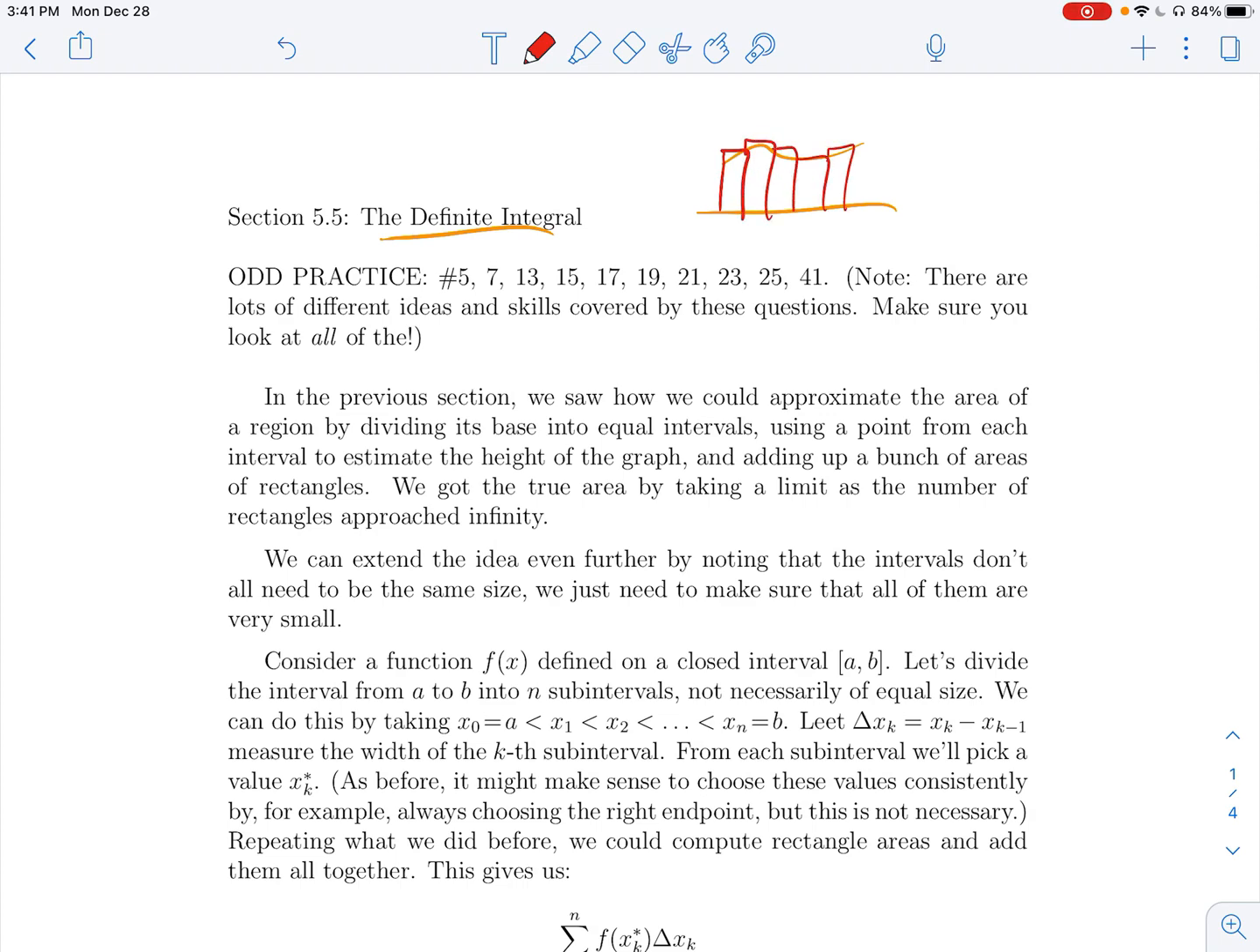The height of each rectangle is determined by some point on the graph. And I add all those together to estimate, and then I just take more and more rectangles to get the true area in the limit process. So this is what we're going to do. Please make sure you're doing the practice.